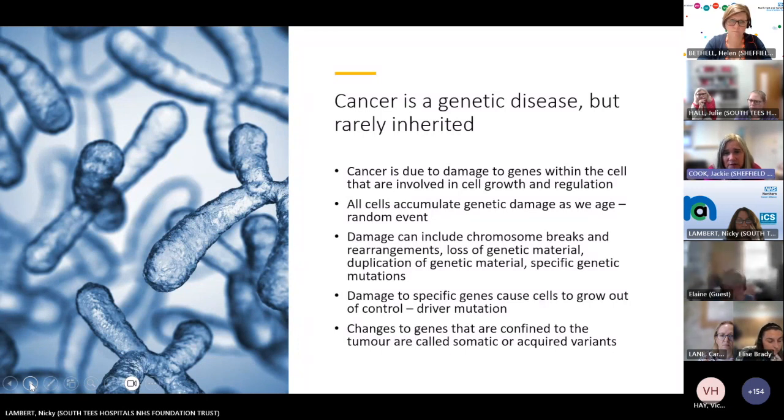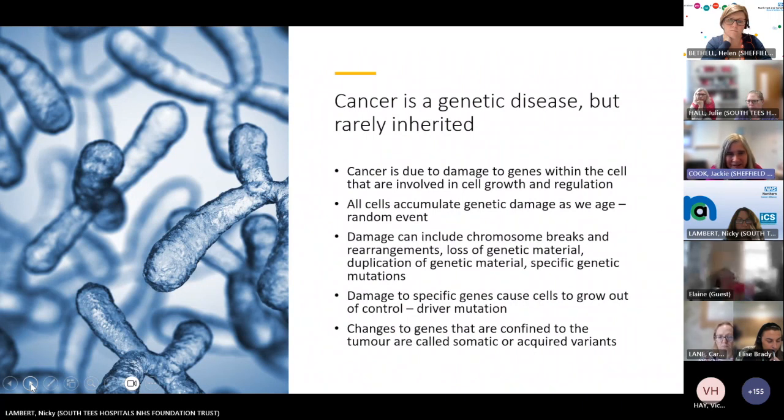And usually those gene changes are confined to the tumour itself. So if you were to look in a normal tissue or in a blood sample, you wouldn't see that particular change in the gene. It is just confined to the cancer. And we call those somatic variants or acquired variants.